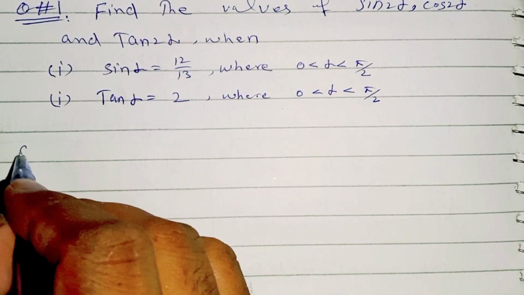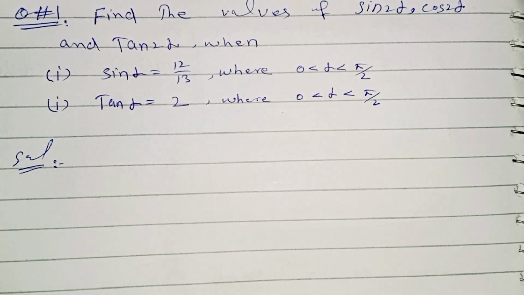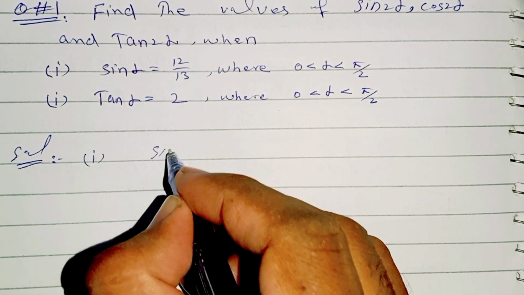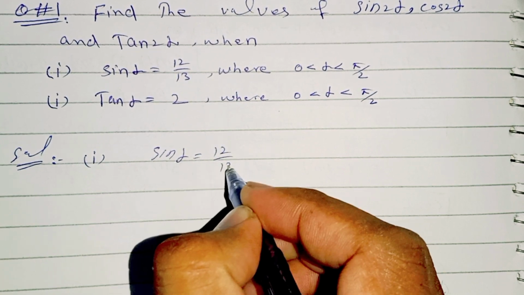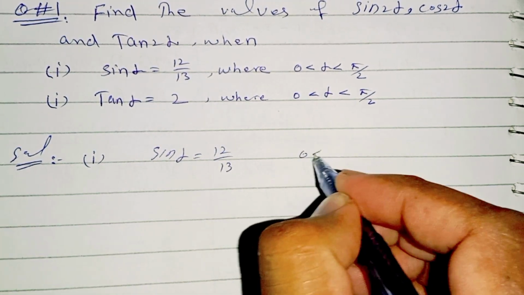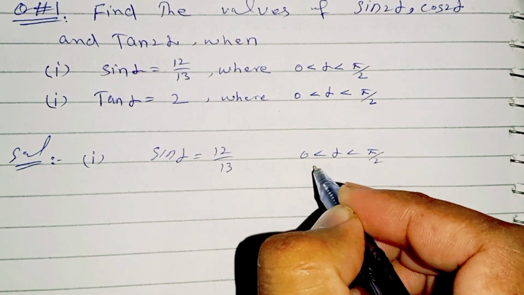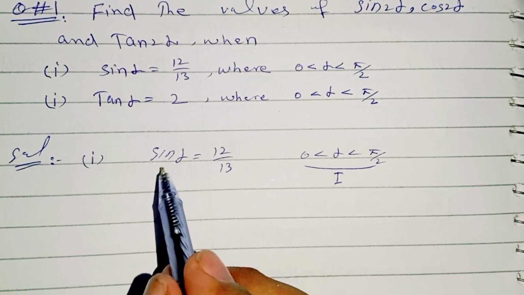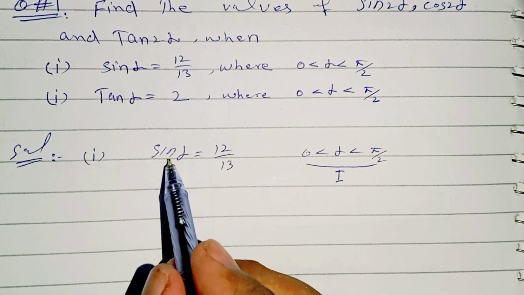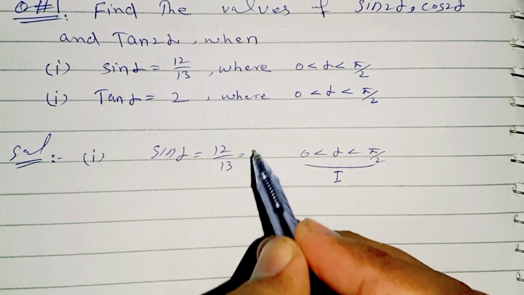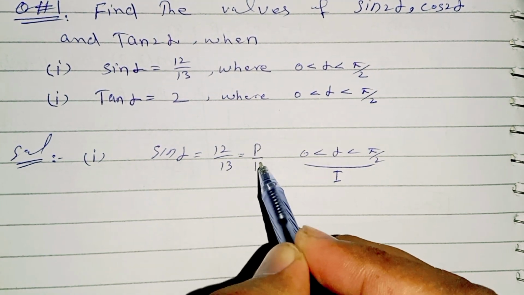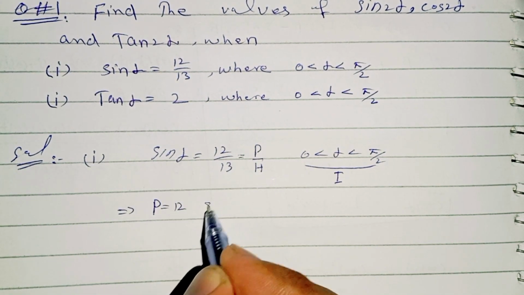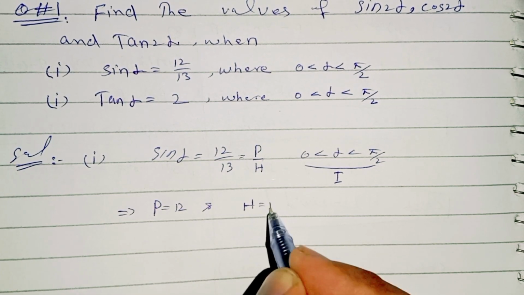Now we start the solution. Since sin alpha is equal to 12 over 13 and 0 is less than alpha is less than pi by 2, this implies that alpha lies in the first quadrant. We know that in a right triangle, sin alpha is equal to perpendicular over hypotenuse. This implies that P is equal to 12 and H is equal to 13.